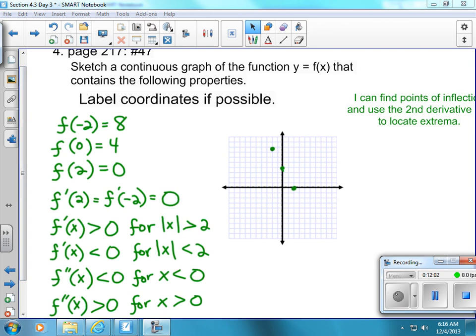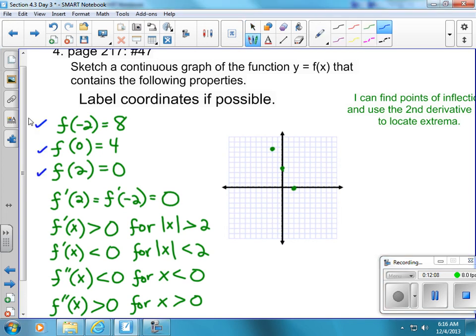Okay, well, let's look at what the rest of this tells us. So now we've graphed these 3 points. The next thing tells us that the derivative at 2 and the derivative at -2 are both 0. That means this is an extrema and this is an extrema, or a critical point, right? It doesn't tell us it's necessarily an extrema. It'll depend on whether it's increasing or decreasing on both sides of that.